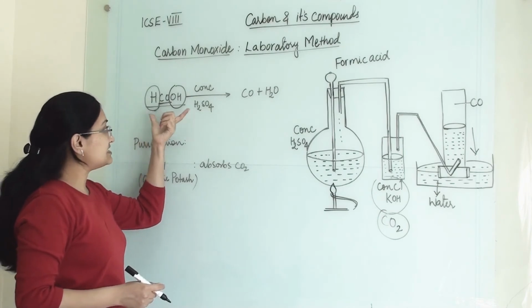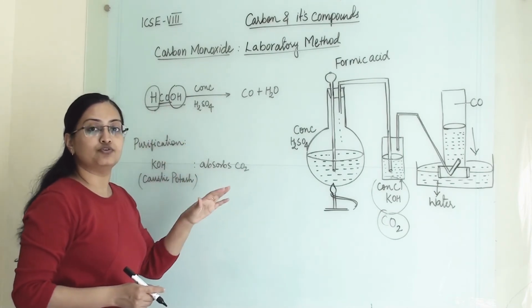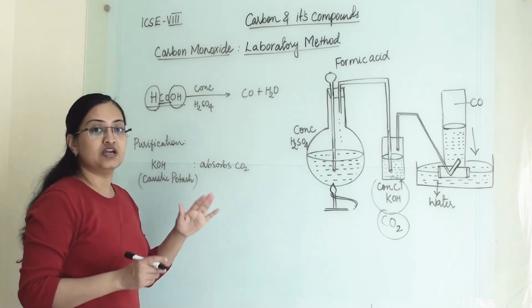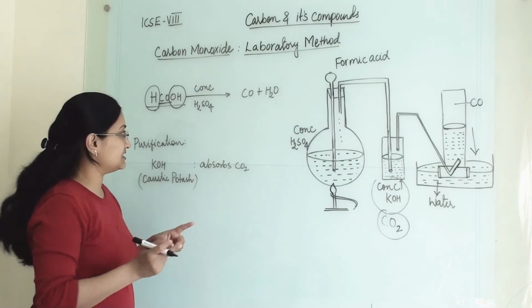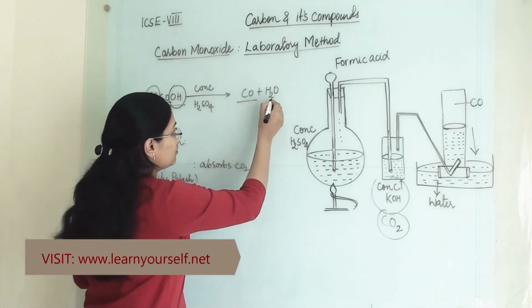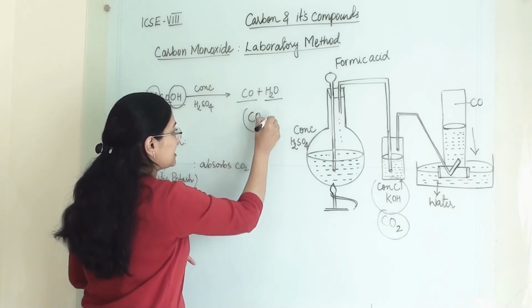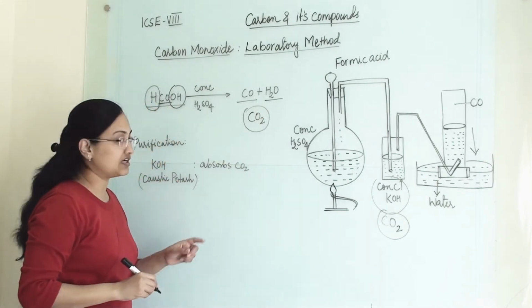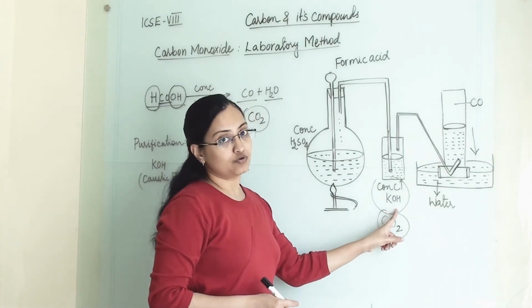Again, this is the formula of formic acid. When it is mixed with concentrated H2SO4, H2SO4 is a dehydrating agent which will eliminate a water molecule from formic acid. So it will give us carbon monoxide and water. But sometimes carbon dioxide gas will also be generated, so that will get absorbed in the caustic potash.